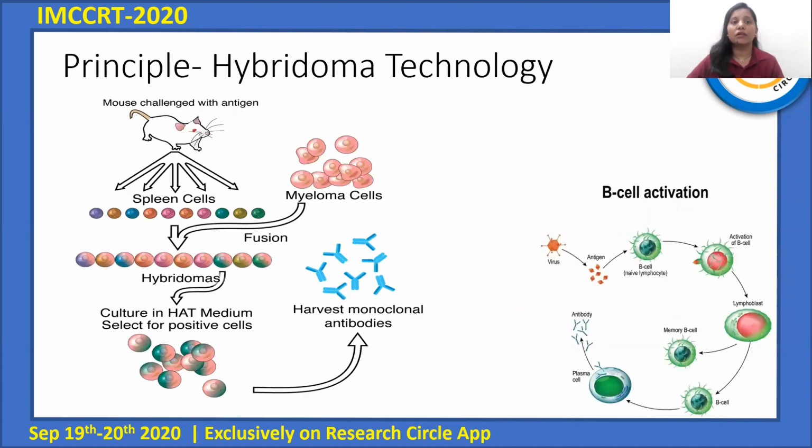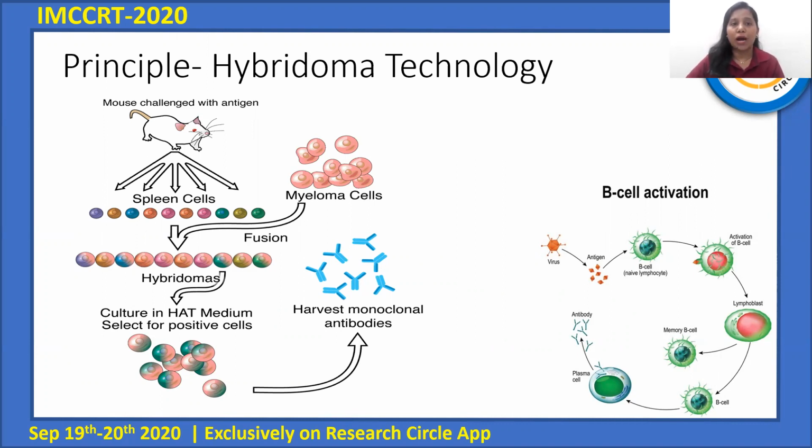Now coming toward how it is produced in vitro in labs. The principle behind the production of monoclonal antibodies in the lab is mainly the hybridoma technology. So what exactly is hybridoma technology? It is the cloning of a B cell stimulated against a single epitope of an antigen, fused with an immortal cell, that is a myeloma cell, to produce hybridoma cells.